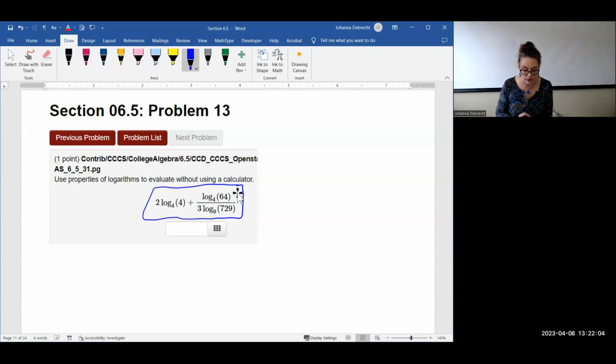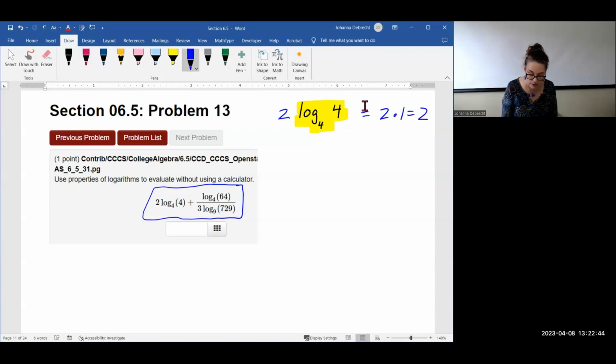So the first thing I'm going to do is look at the individual pieces a little bit. I'm going to break it down by looking at each individual piece. Now, there are lots of properties you can apply, in all different orders, and still come up with the same answer. The first thing I see, though, is this part right here. Log base 4 of 4. Well, what is the log base 4 of 4? 4 to what power gives me 4? 1. So this part highlighted in yellow just becomes 1. So this becomes 2 times 1, which is 2.